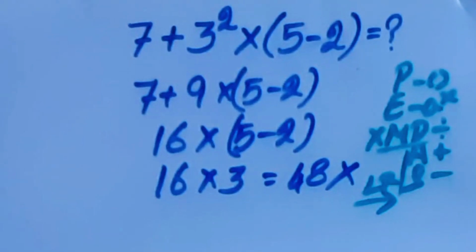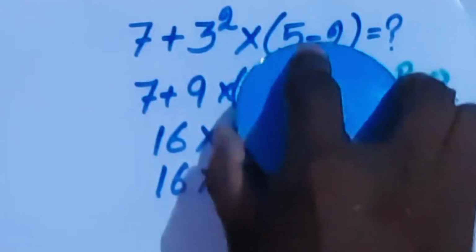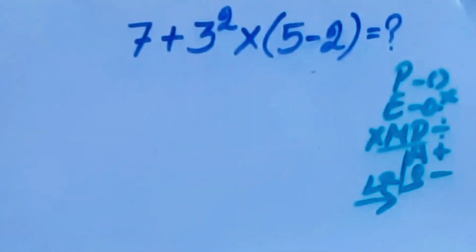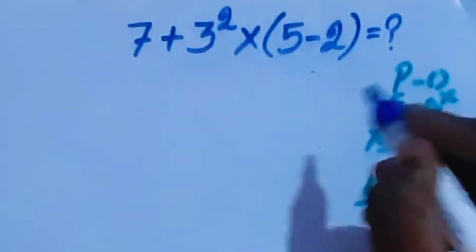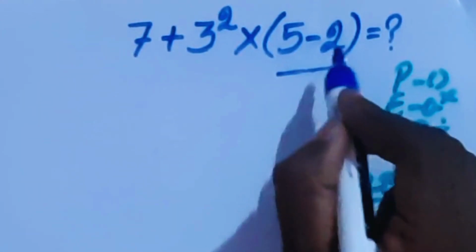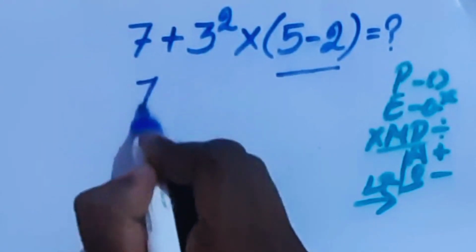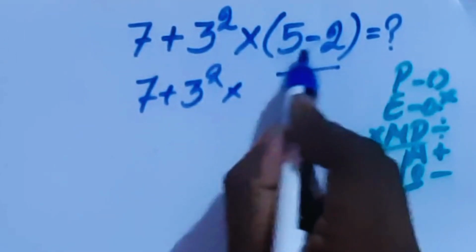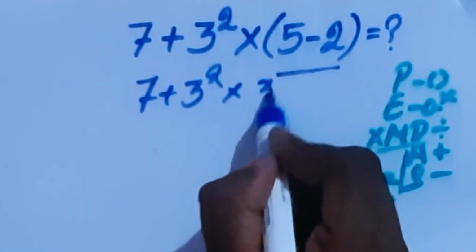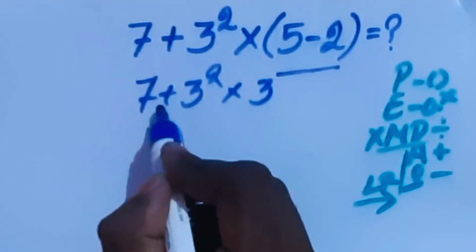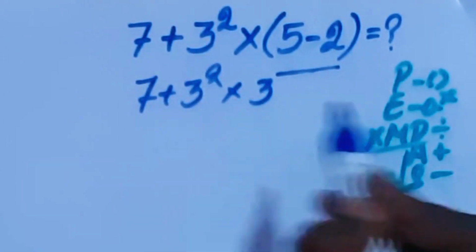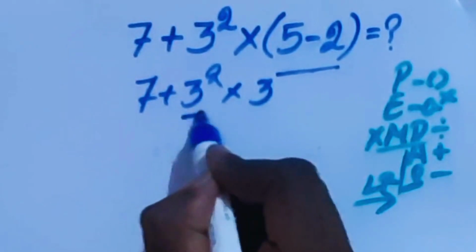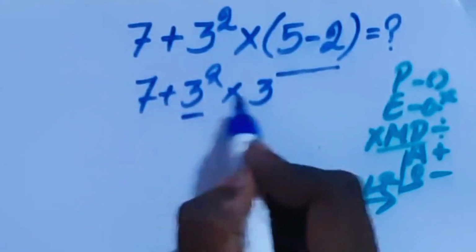Now we are going to solve this problem in correct order by using this order of operations PEMDAS. As per this order of operations PEMDAS, the bracket is higher priority, so we have to do this bracket before this operation. So 7 plus 3 power 2 times, here 5 minus 2 is 3. Here we have addition, the exponent and multiplication. The next priority is the exponent, so we have to do this exponent before this addition and multiplication.